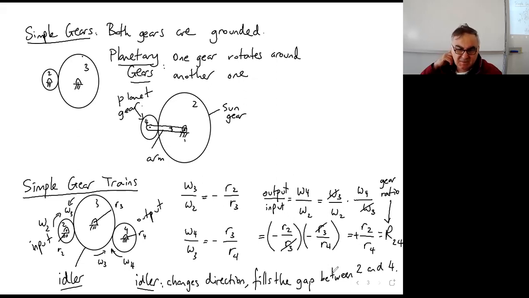So in simple gear trains, if you have multiple gears, the ones in the middle do matter in terms of the change in the direction, but their speeds do not really matter.